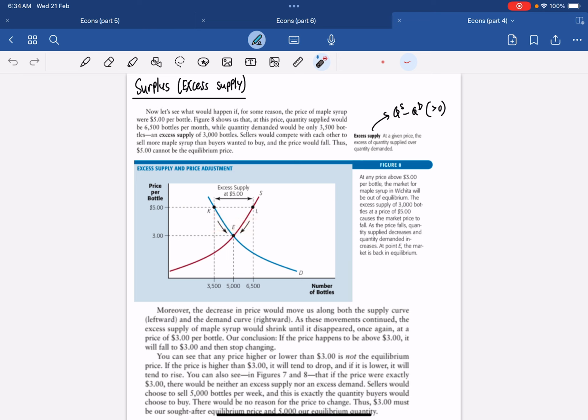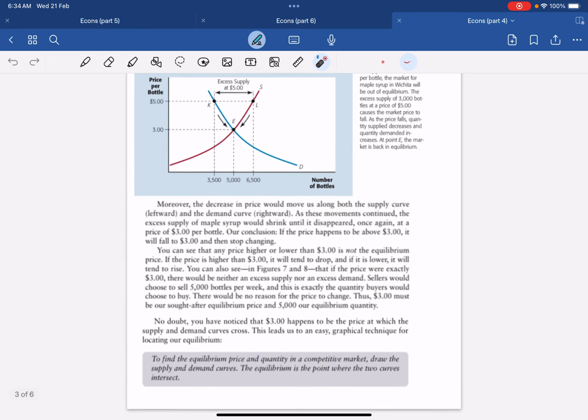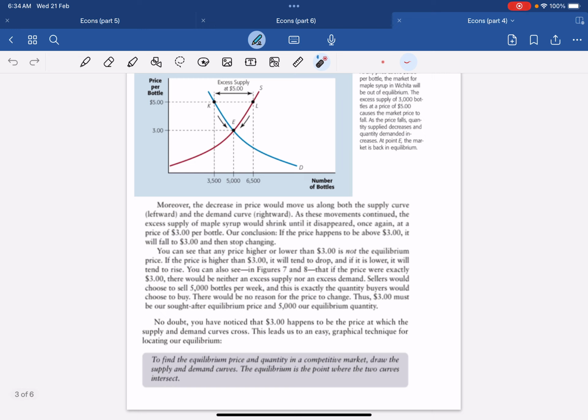In this case, now the demand and supply forces are equal, and so there is no pressure on any side to go up or go down anymore. So in this competitive market, to find the equilibrium price and quantity, we just draw the demand and supply curve and find the intersection point.